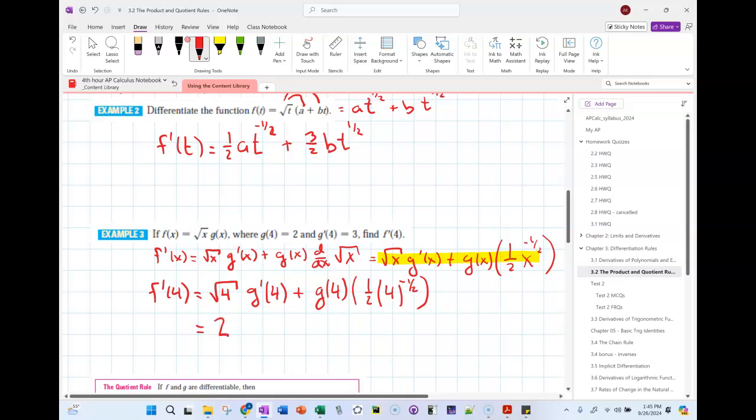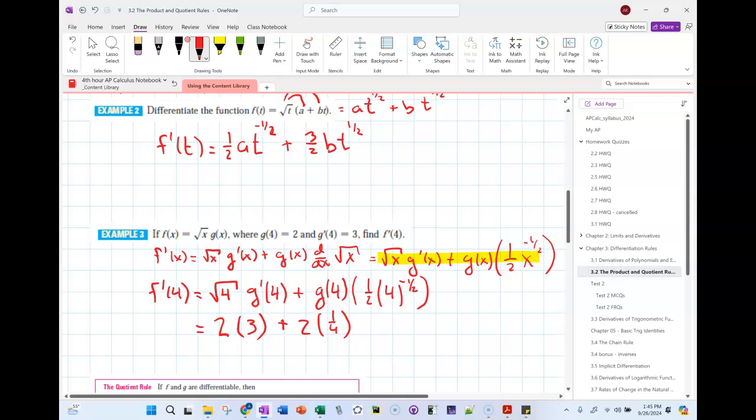Square root of 4 is 2. G prime of 4 is 3. That's given to me up here, right? G of 4 is 2. Again, that's given to me right there. And then what's 4 to the negative 1/2? Let's do 4 to the 1/2. That's 2. And then how about 2 to the negative 1? 1 over 2, and then times 1/2, 1/4.